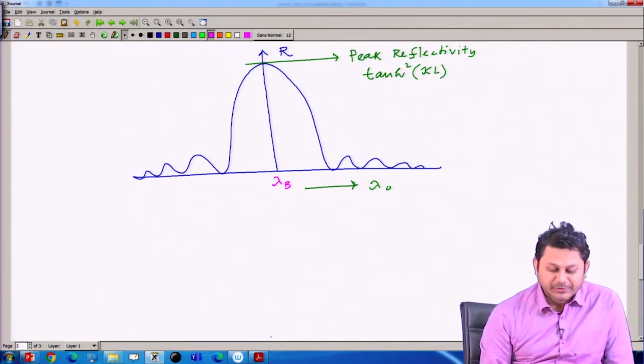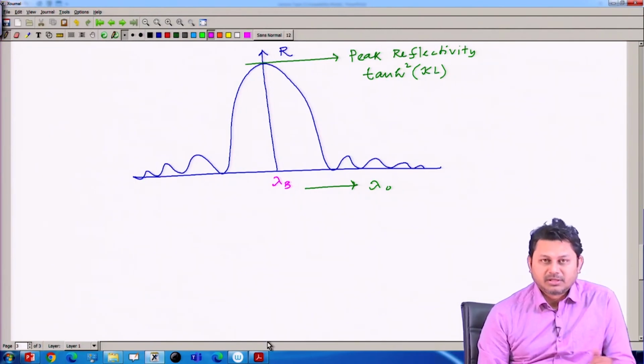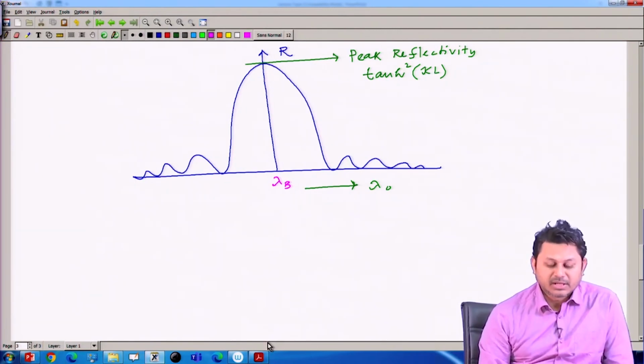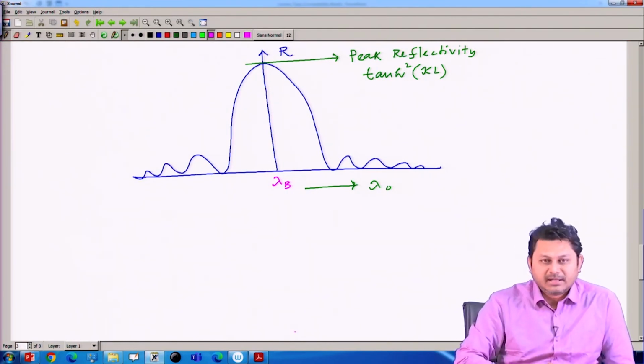In the next class we are going to calculate what the bandwidth of this reflectivity curve should be, which is important in many aspects, because we need to know the bandwidth of the reflectivity curve, then we can understand the sensitivity related to these Bragg gratings. So, with this note let me conclude. Next class I will start from this figure and try to understand the bandwidth of a given Bragg grating, where you know the reflectivity curve. Thank you for your attention and see you in the next class.